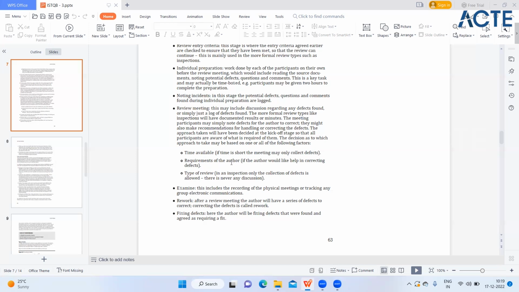the following factors. Time available. If time is short, the meeting may only collect defects. Requirements of the author. If the author would like help in correcting defects, type of review.